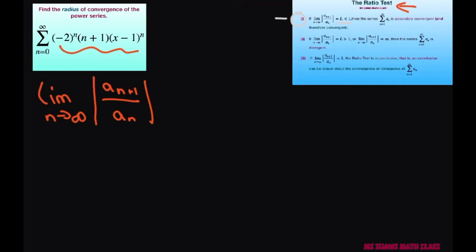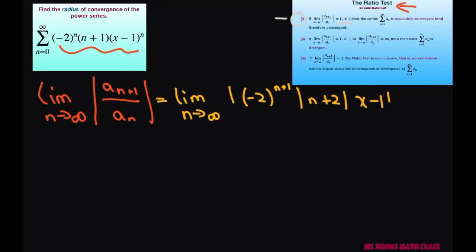All right, so let's use substitution and fill this out. So the limit as n approaches infinity of the absolute value of negative 2 to the power of n plus 1, times the absolute value of n plus 2, times the absolute value of x minus 1 to the power of n plus 1. So I just added 1 to this one. That's why you got that.